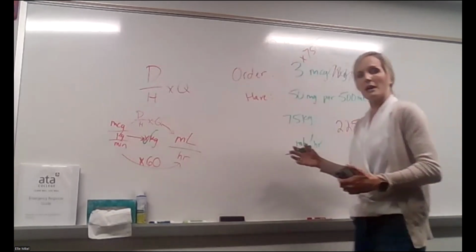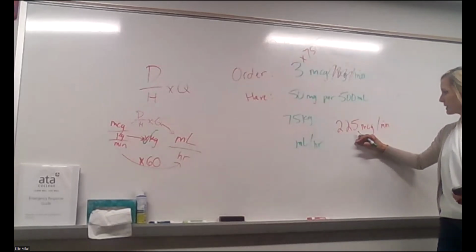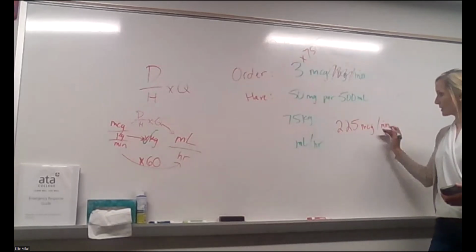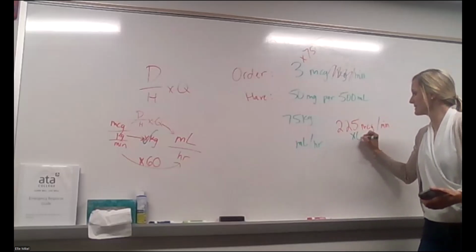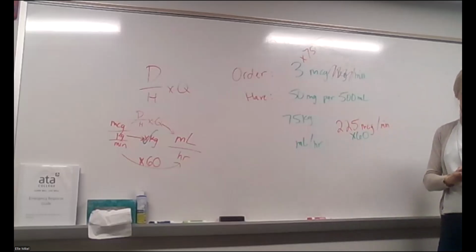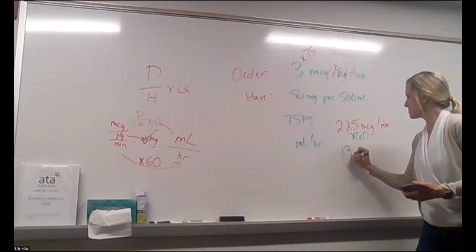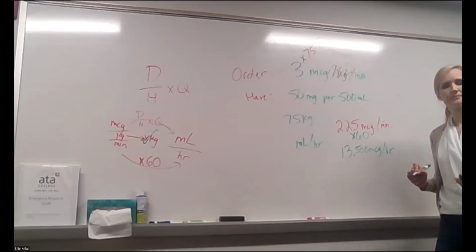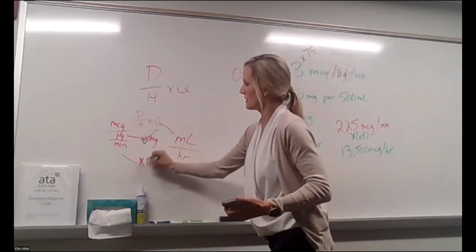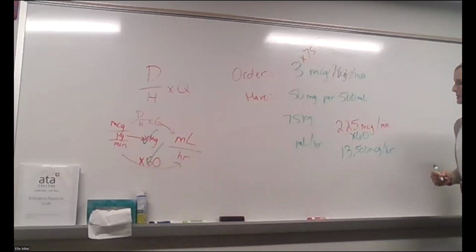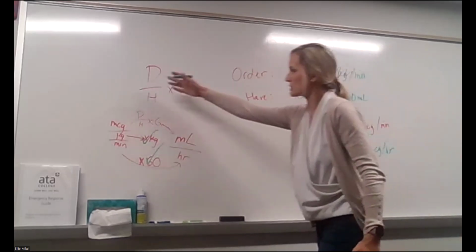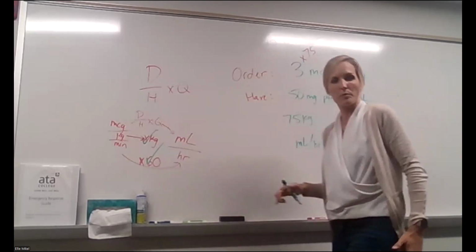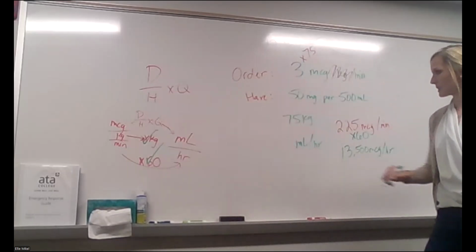Now, keep in mind, if they need 225 micrograms per minute, they're going to end up getting this amount 60 times in an hour. So to figure out what that would be per hour, 225 times 60 is 13,500. Now it's per hour. So I've taken care of this step. My last step is to put that in D over H times Q, because again, I'm taking any type of dosage, and in order to convert that to milliliters, I have to incorporate the supply. Okay, so I'll do this over here.